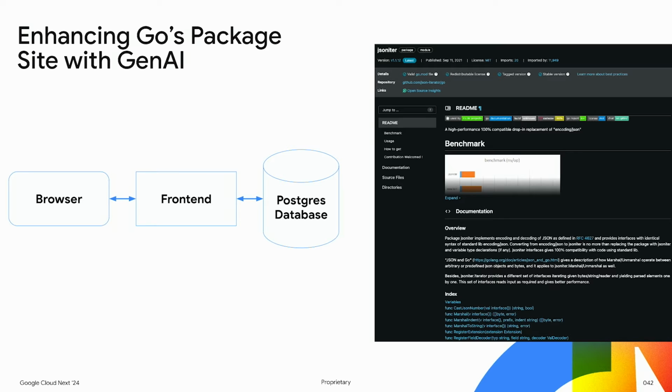So these 3 pieces come together to show us something like what we have on the screenshot on the right. For every package you look up and click into, we have the README, the documentation, source files, et cetera.